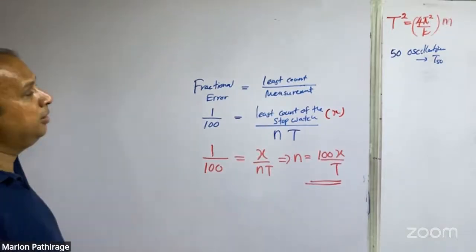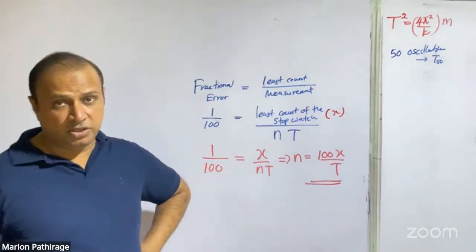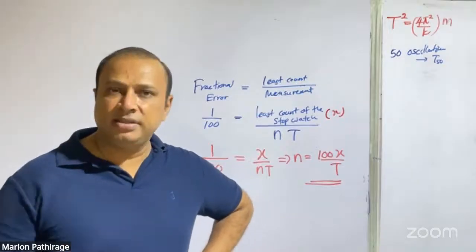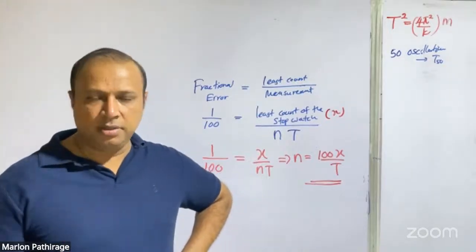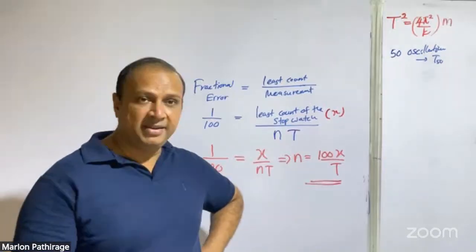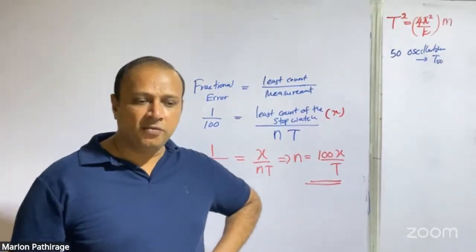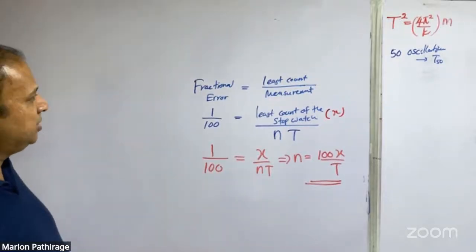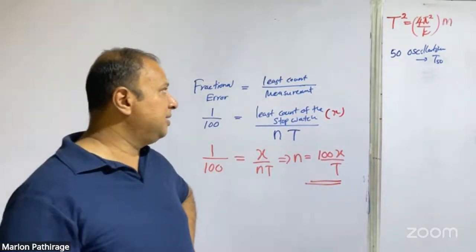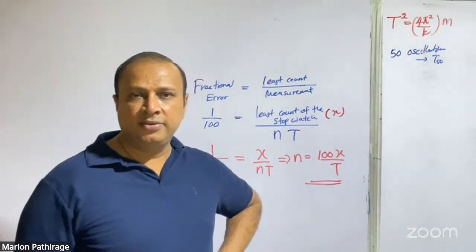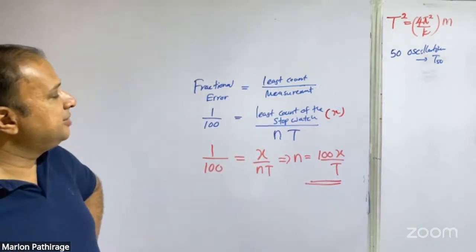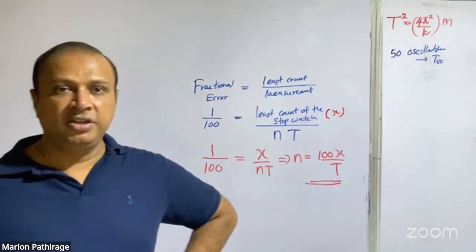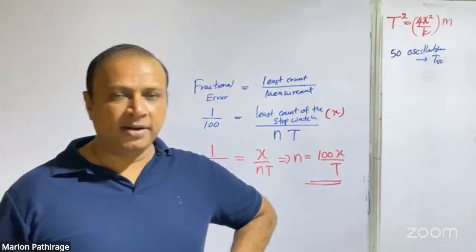Question number three. What is the reason to measure the time taken for 50 oscillations instead of measuring it for one oscillation?